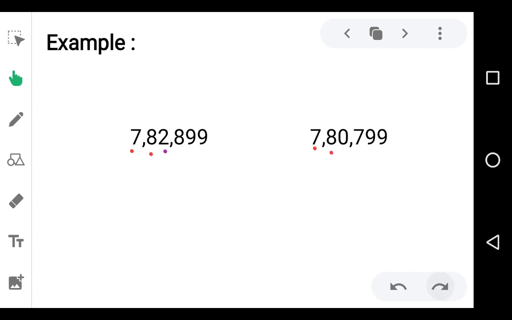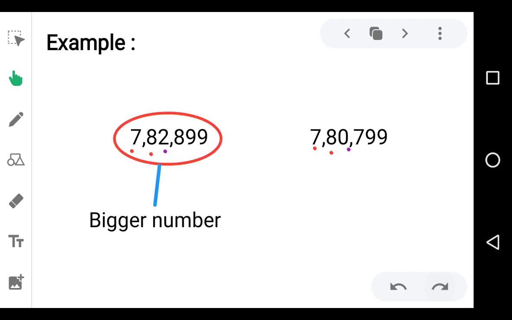They are same. Then we see the digit in the 1000 place. Here is 2 and here is 0. So, how is 2 to 0? 2 is bigger than 0. So, this number is a bigger number. So, here we use the sign bigger than. And we read it as 7,82,899 bigger than 7,80,799.